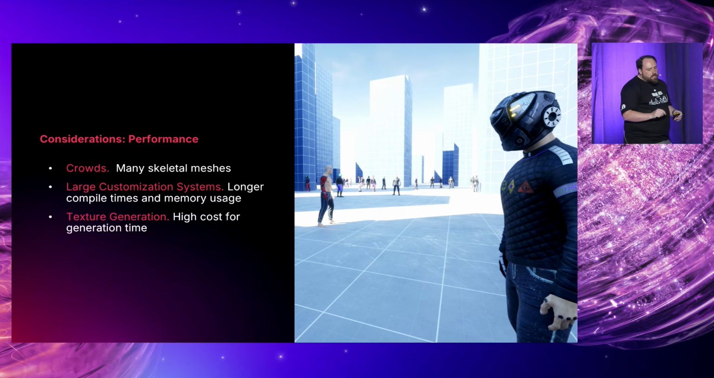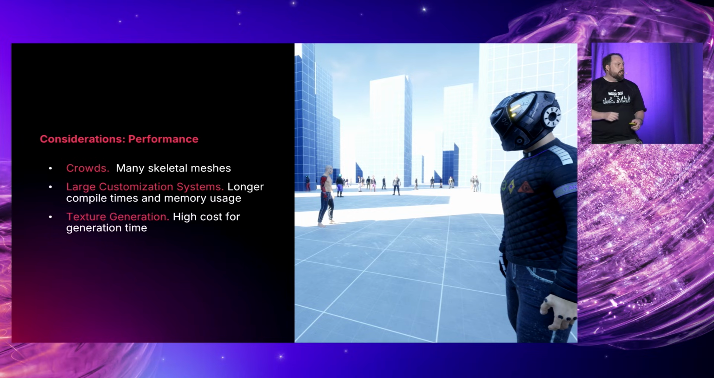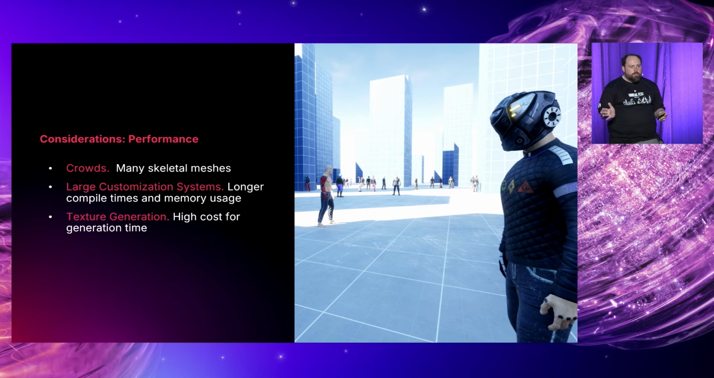Another thing to consider is large customization systems. So longer compile times, if you have giant customizable graphs and child objects, there's not a great solution for this, but we are working on something, and I'll talk about that in just a second. The last thing is texture generation costs. There's a high cost for generation time for textures in general. So if you're combining and atlasing textures, just keep that in mind.